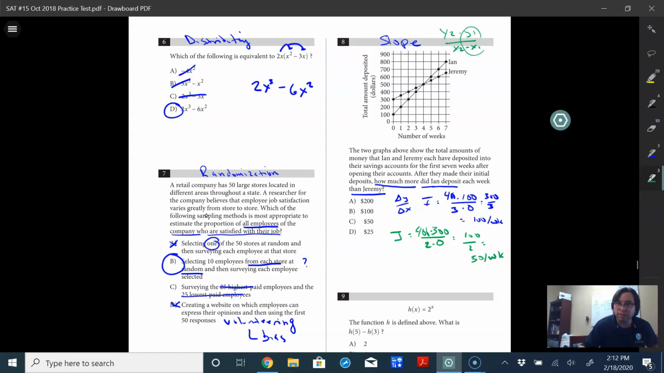And you can actually see he's on a much steeper slope. It's climbing faster. Jeremy is on 50 per week. And it asks how much more did Ian deposit each week than Jeremy? So Ian's depositing $50 more per week.